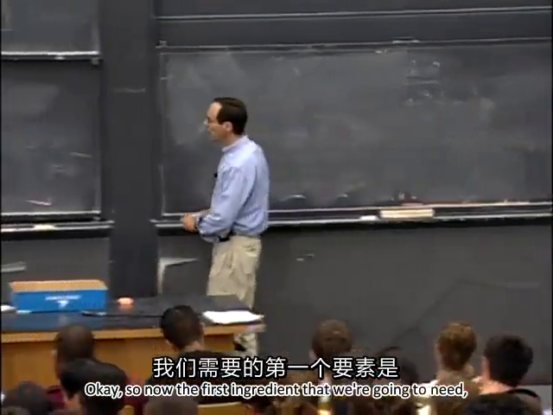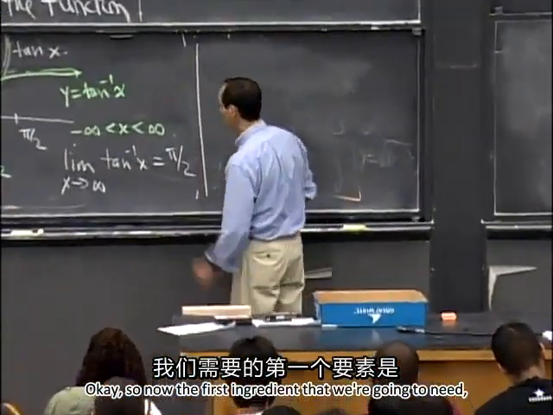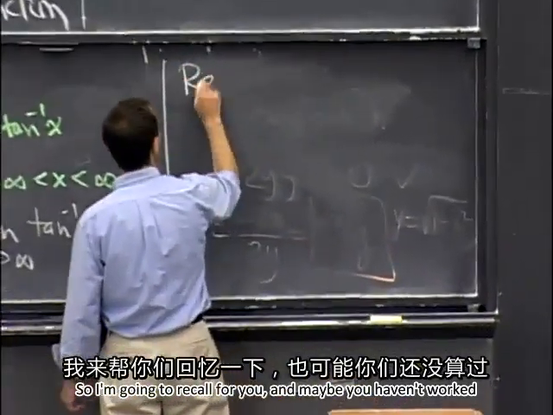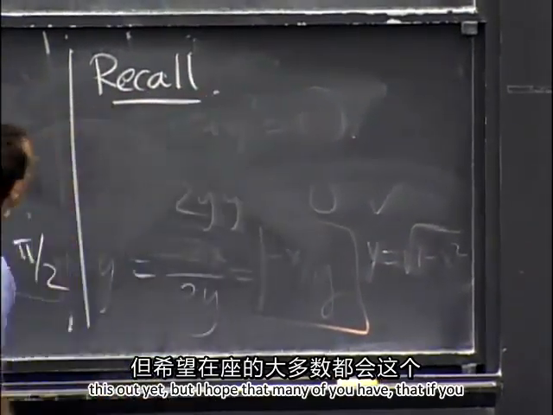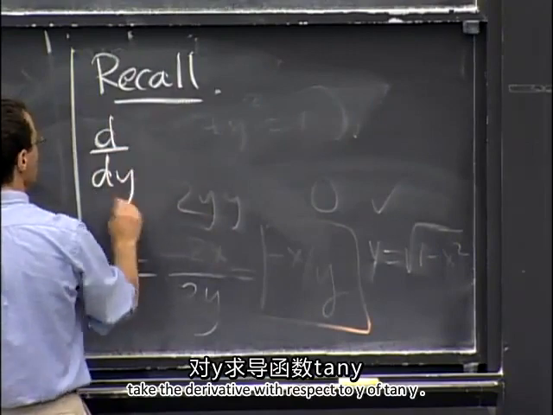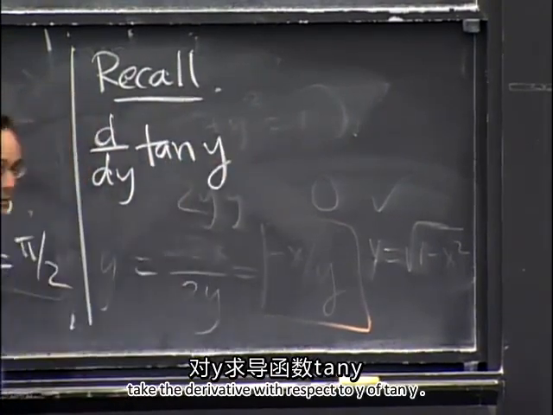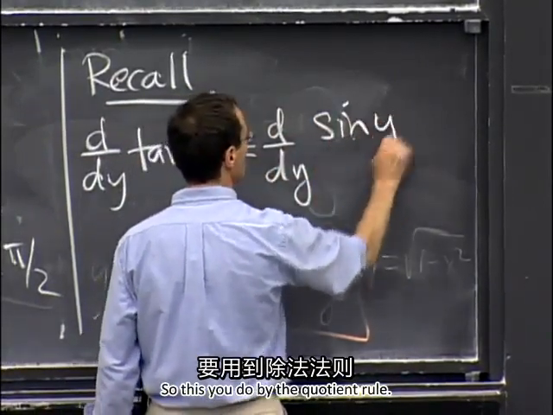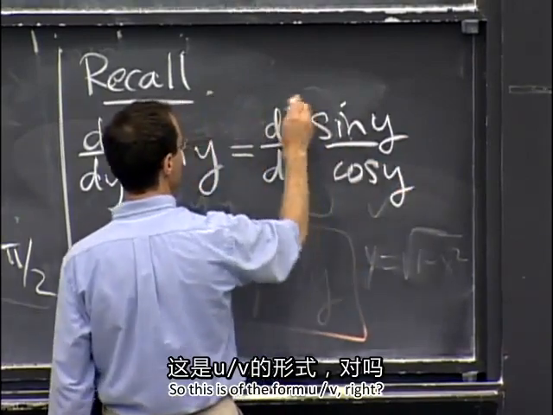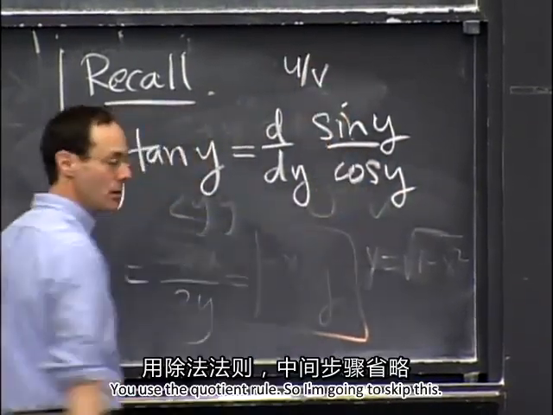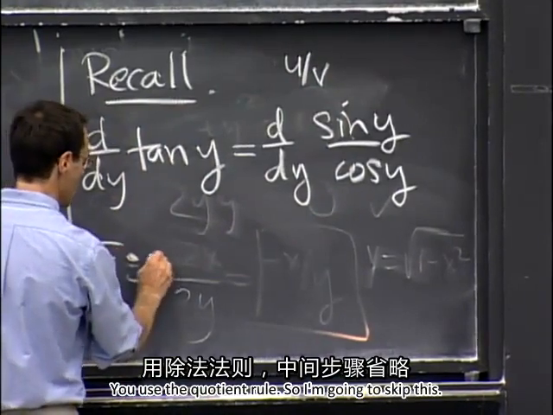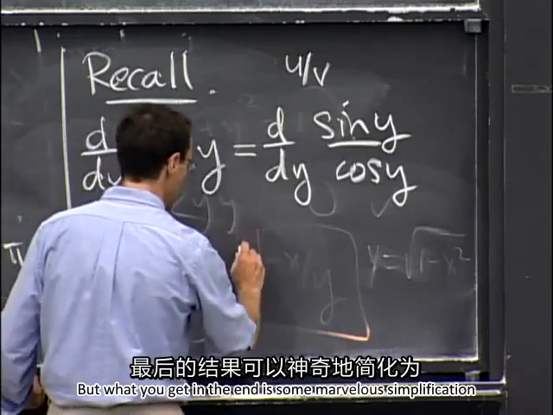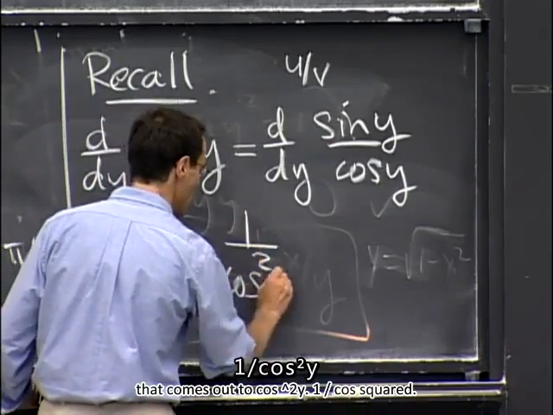Okay, so now the first ingredient that we're going to need is the derivative of the tangent function. So I'm going to recall for you, and you maybe haven't worked this out yet, but I hope that many of you have, that if you take the derivative with respect to y of tan y, this you do by the quotient rule. So this is of the form u over v, right? You use the quotient rule. So I'm going to skip this. But what you get in the end is some marvelous simplification. It comes out to be 1 over cosine squared y.